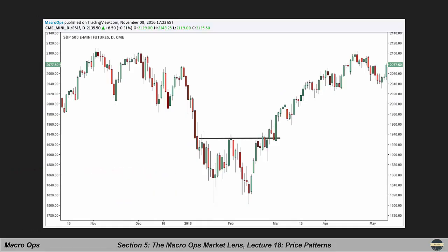And here's a good example of a double bottom in the E-mini S&P futures. Very, very simple. We came and faked out, made a slightly lower low, and then ripped to the upside. And the break of this horizontal area would be a signal for an entry.